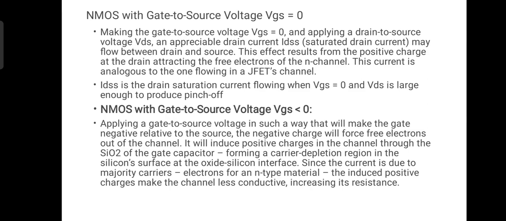NMOS with a gate to source voltage VGS less than 0. Applying a gate to source voltage in such a way that will make the gate negative relative to the source, the negative charge will force free electrons out of the channel. It will induce positive charges in the channel through the SiO2 of the gate capacitor, forming a carrier depletion region in the silicon surface at the oxide silicon interface. Since the current is due to majority carriers, electrons for an n-type material, the induced positive charge makes the channel less conductive, increasing its resistance.